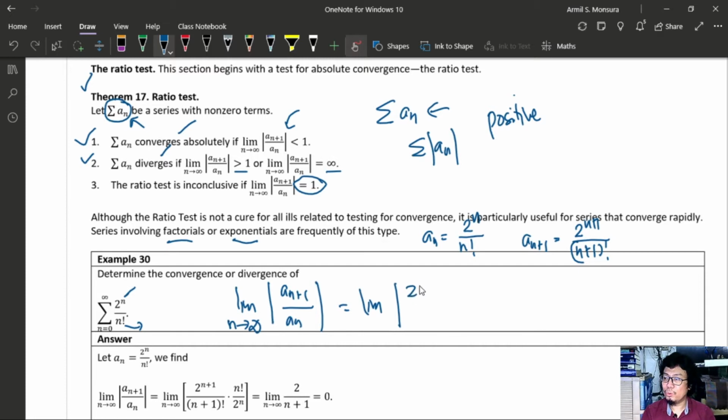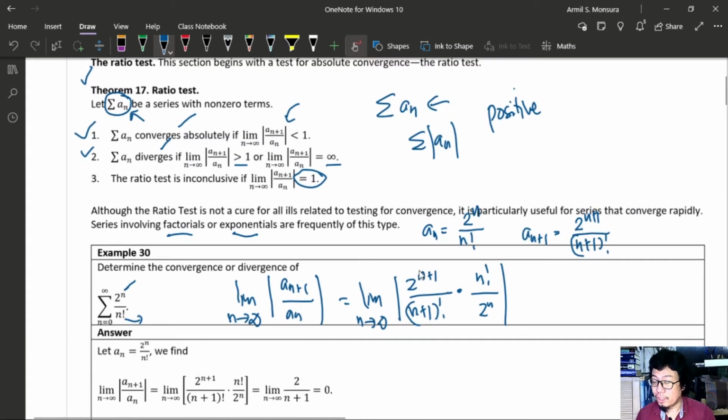a sub n plus 1 is 2 raised to n plus 1 over n plus 1 factorial. Now, we will multiply that with the reciprocal of a sub n, because a sub n here is in the denominator. So we will take the reciprocal, n factorial over 2 raised to n, as n approaches infinity. First we take note that 2 raised to n plus 1 is 2 raised to n times 2. So this 2 raised to n here would actually cancel this 2 raised to n here.